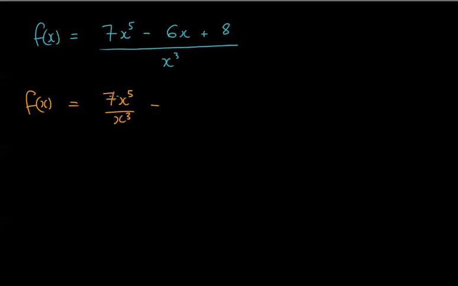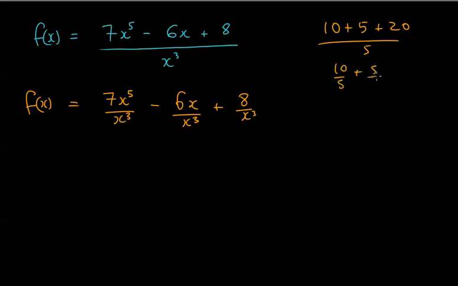So it becomes 7x to the power 5 divided by x to the power 3, minus 6x over x cubed, plus 8 over x cubed. All I've written is each component divided by x to the power 3. It's the distribution law. If you wanted to work out 10 plus 5 plus, I don't know, 20 divided by 5, you can just divide each bit by 5, can't you, and you'll get the same answer. So all I've done is rewrite each bit over x to the power 3.